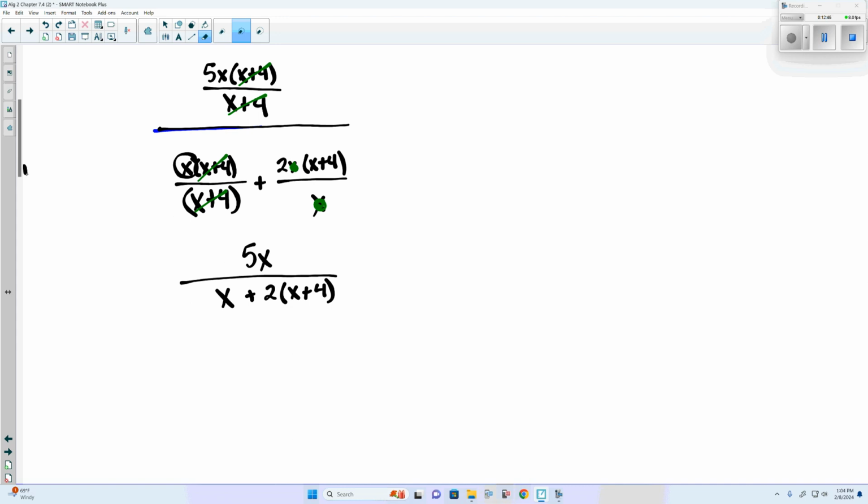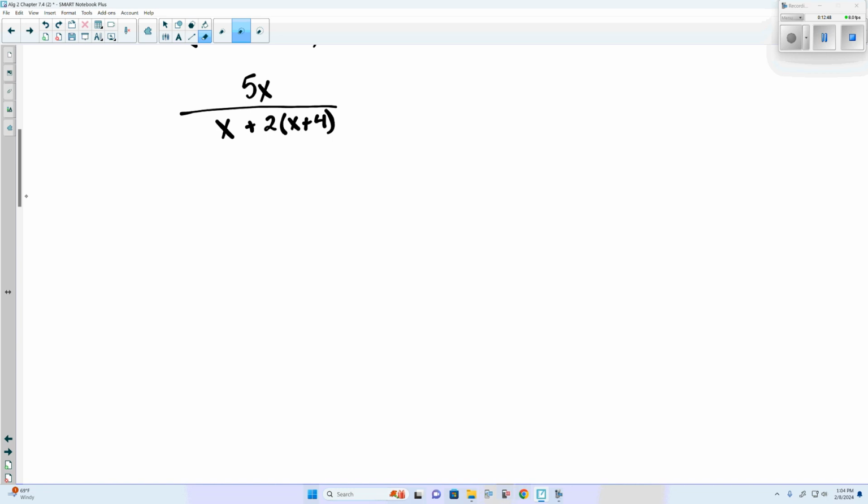Now, here we do need to do some simplifying. So we have 5x. X is fine. But we have to distribute this 2. 2 times x is 2x. 2 times 4 is plus 8. X plus 2x is 3x plus 8.